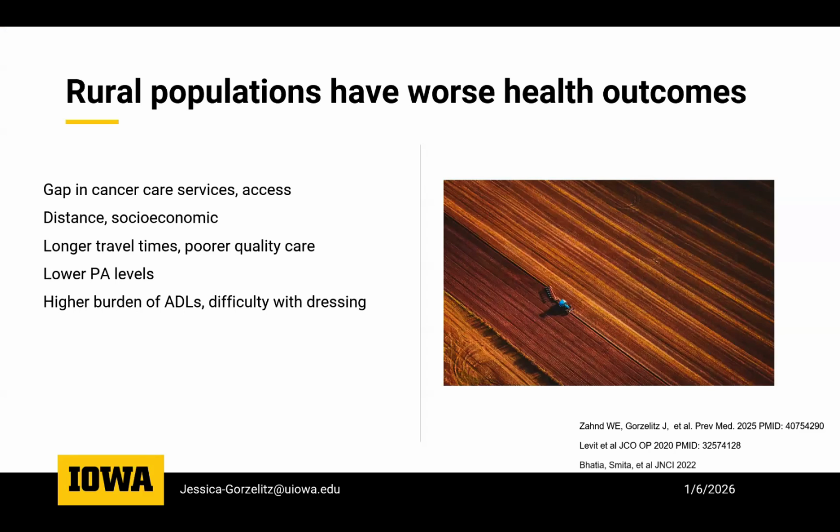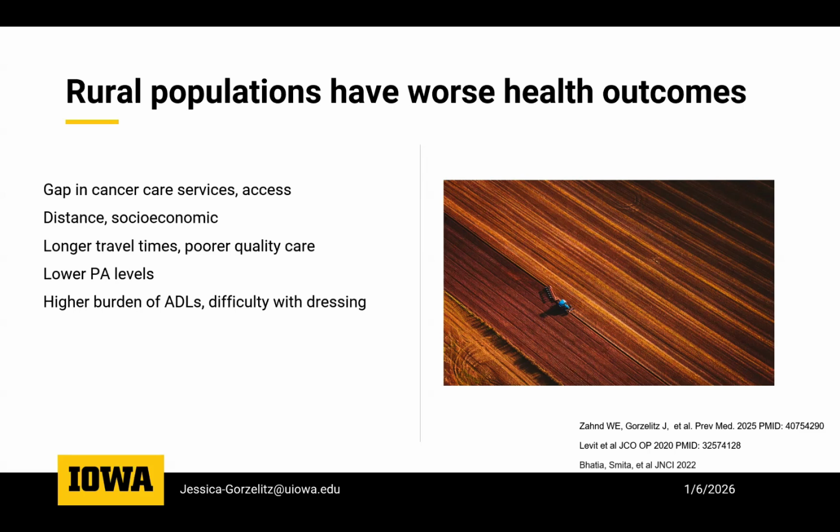It's uniquely challenging in rural populations as compared to urban populations, as we know that there are significant gaps in access and health outcomes. An easy one to point out is distance, that these individuals live farther away from gyms or YMCAs or personalized resources. However, there's also socioeconomic disparities across rural populations. And we know when it comes to cancer care that there are longer travel times and oftentimes worse care in these rural populations.